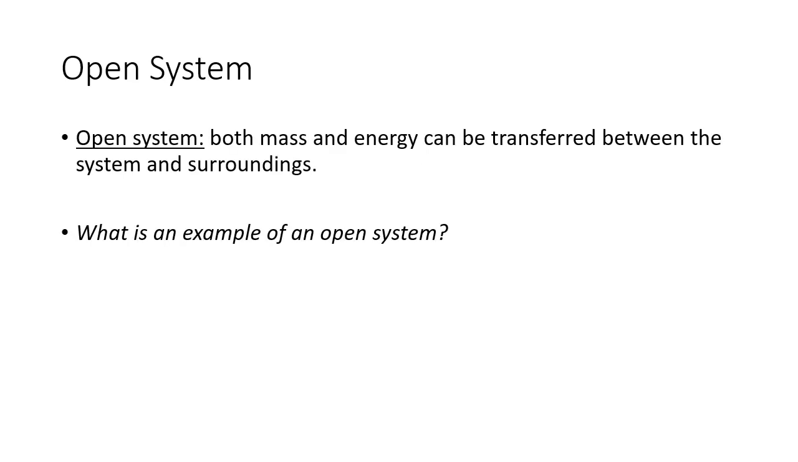There are 3 different categories of systems. The first type of system is called an open system. In an open system, both mass and energy can be transferred between the system and the surroundings.